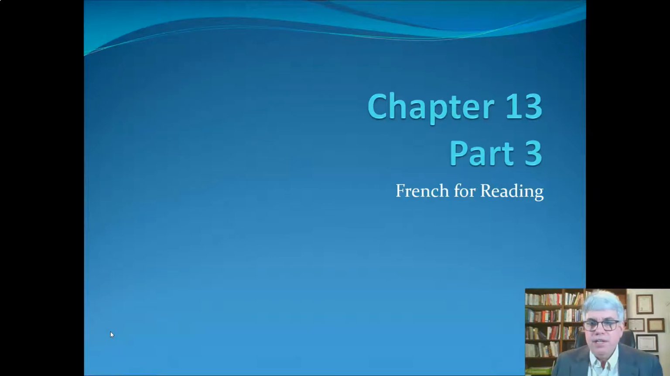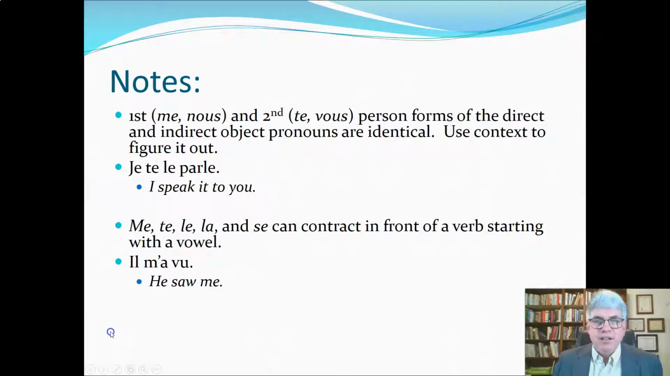Chapter 13, Part 3. Let's look at some general notes about direct and indirect object pronouns. Now, as we've mentioned, the first and second person forms, the me and nous, the te and vous forms of the direct and indirect object pronouns are identical. You have to use the context to figure it out, especially when there's more than one pronoun.